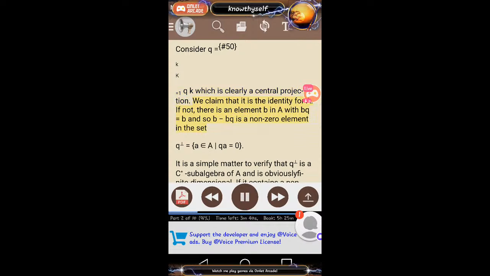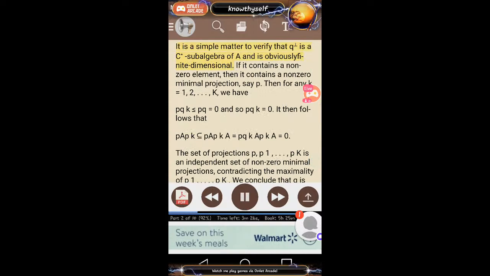We claim that it is the identity for A. If not, there is an element b in A with bQ ≠ b, and so b - bQ is a non-zero element in the set I = {a in A : A P_k a = 0}. It is a simple matter to verify that I is a C* subalgebra of A and is obviously finite dimensional.